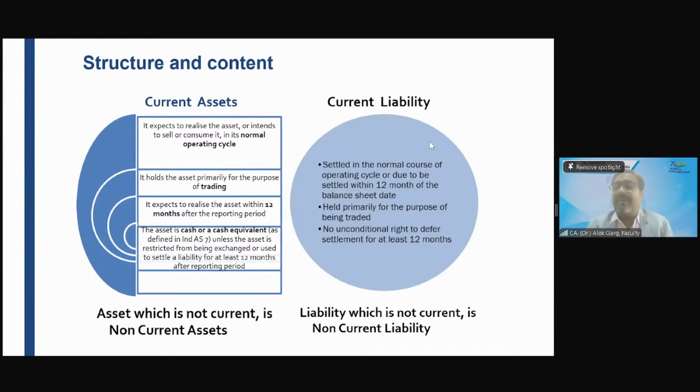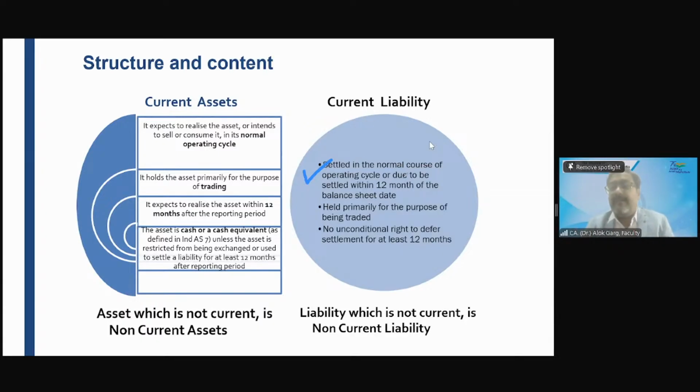And which liability is current? Which is settled in the normal course of the operating cycle, or within 12 months from the reporting date, from the balance sheet date. The liability which is settled within 12 months of the reporting date or within the operating cycle.